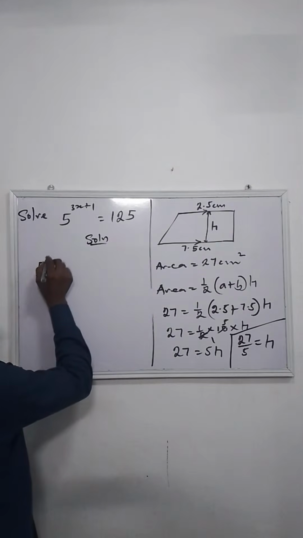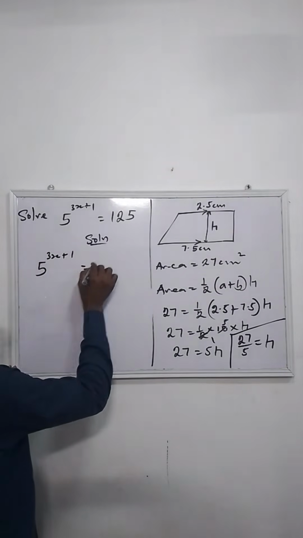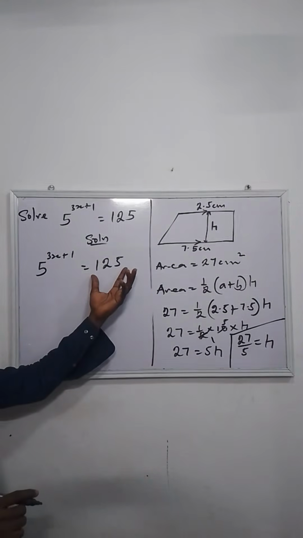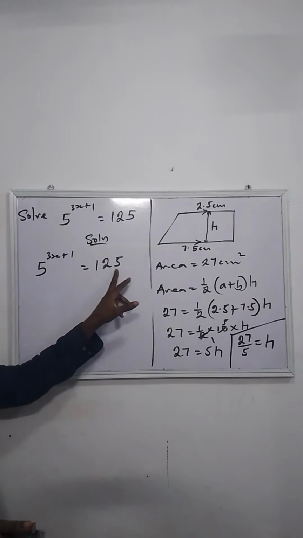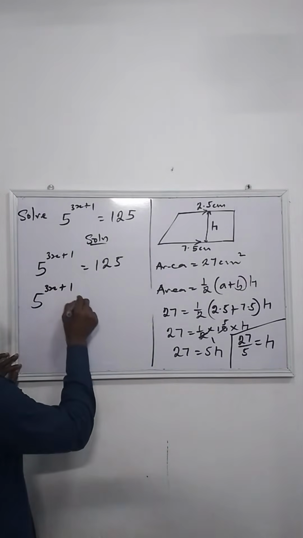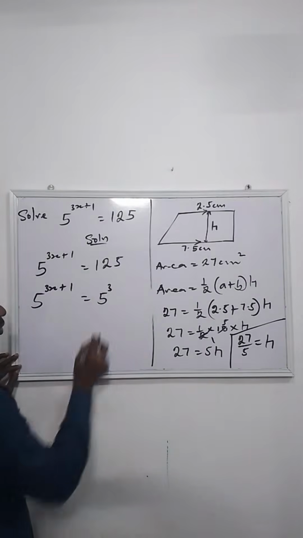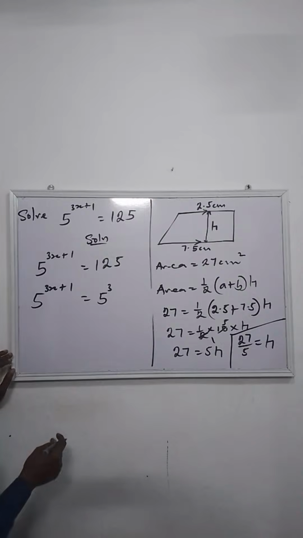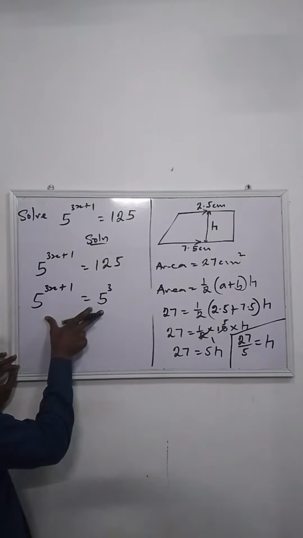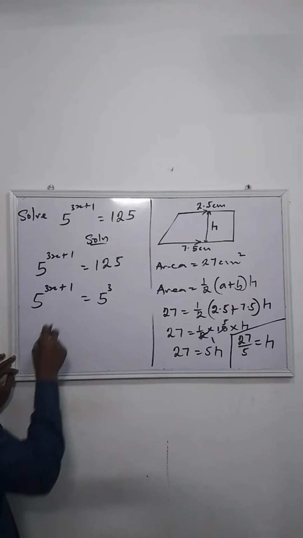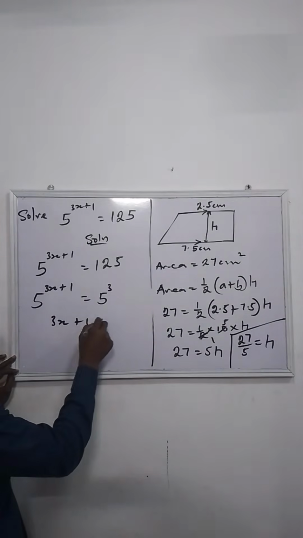Now we have 5 raised to the power of 3x plus 1 equals 125. The first thing is to look at what we have here. So you express this in index form, and that is 3x plus 1 equals 5 raised to the power of 3. Okay, 5 times 5 is 25, 25 times 5 is 125. So now since we have seen this, you can equate the powers. That preserves the equality. So we have 3x plus 1 equals 3.